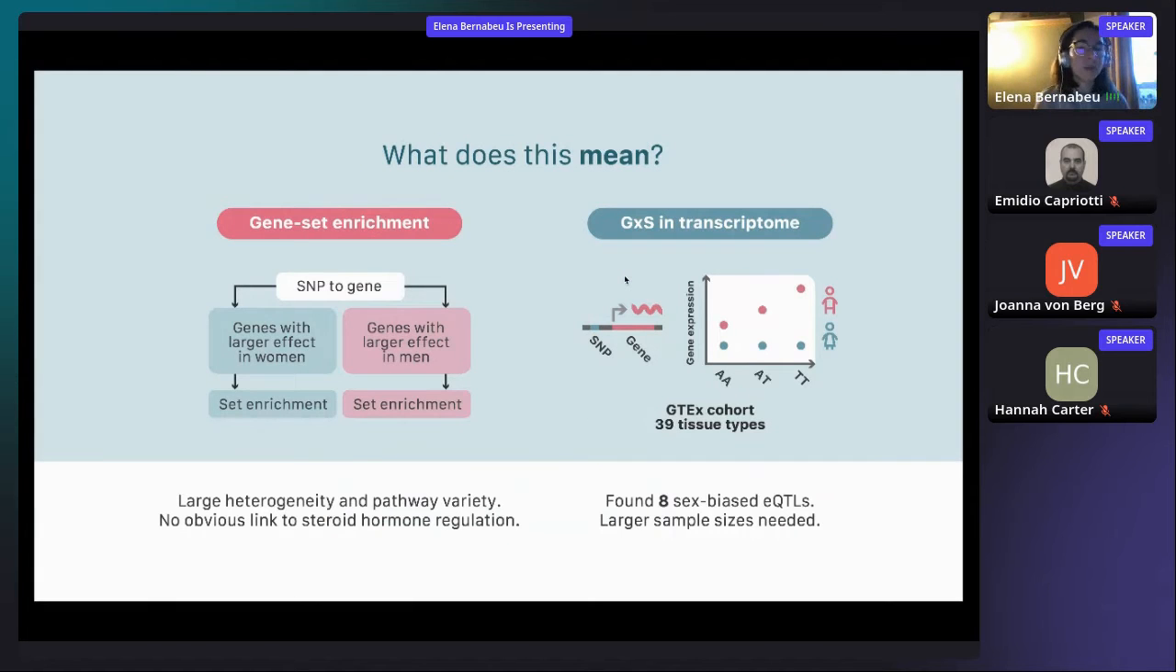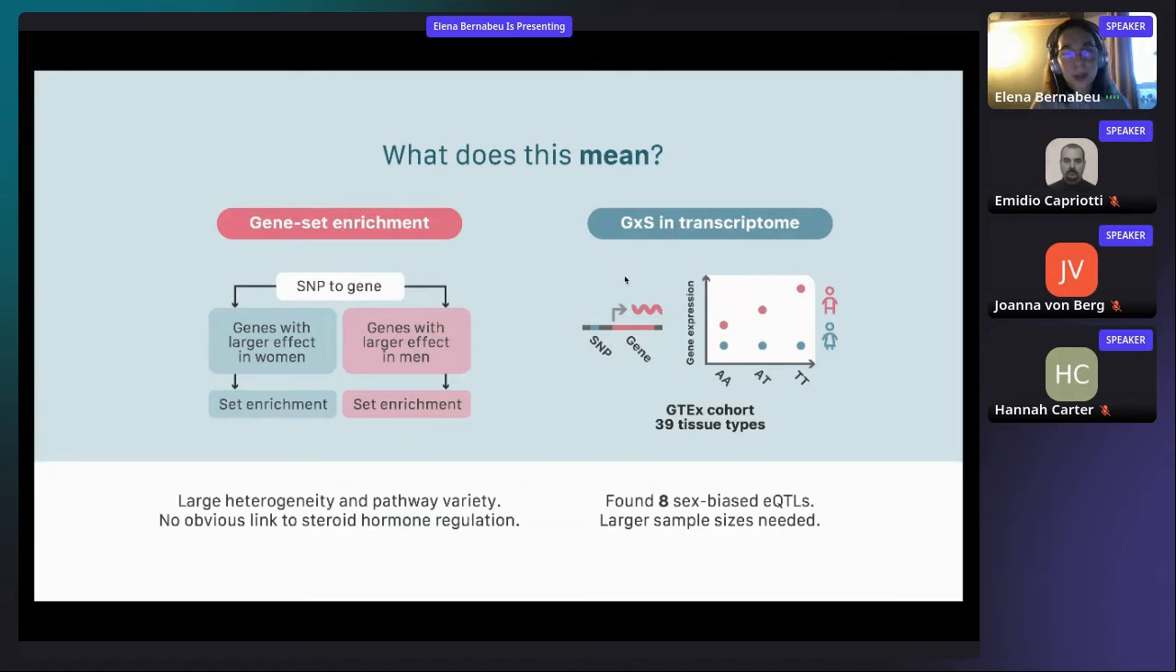Okay, so I've talked about the existence of gene by sex, and I've talked a little bit about the more immediate consequences. But what does this mean? Like I mentioned before, genome-wide association studies are kind of a black box, so we don't really know many times what this means. Why are these gene by sex interactions arising? We don't really know. So to shed light on this, we did two things.